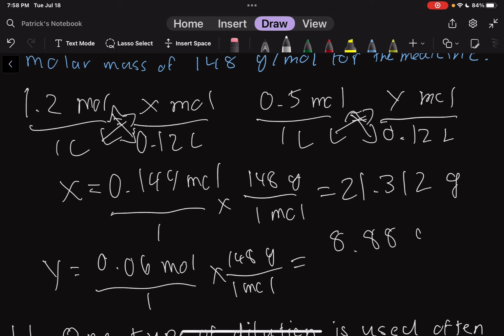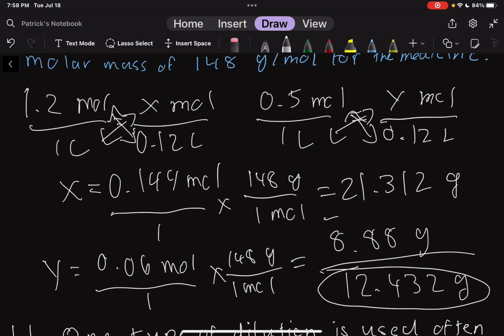8.88 grams. To obtain our final answer, we subtract 8.88 grams from 21.312 grams and get 12.432 grams. This is how much powdered medication our nurse should add to provide a safe and effective dose to this patient.